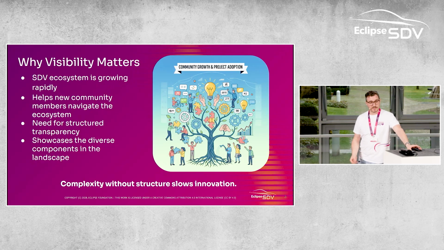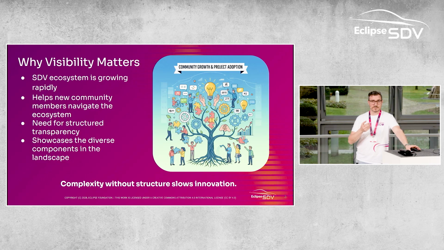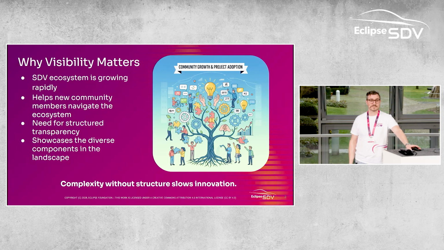And the most important thing is complexity. We have so many projects now. With this project, I think we get up to 40 projects. What are they? It's complex now. So we need to be more structured to get our innovation cycles faster.